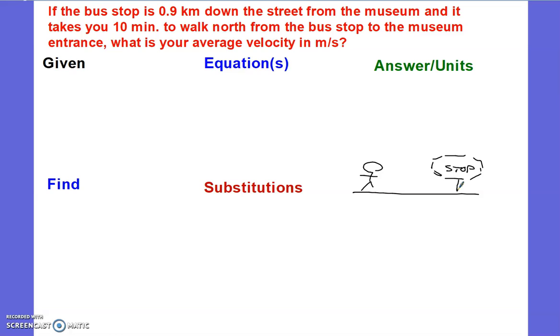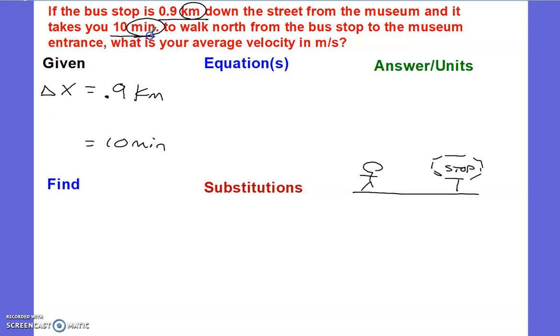Next thing we want to do is write down our givens, what we know, what numbers we are able to ascertain from the problem. Now I see two numbers here, 0.9 kilometers, as well as 10 minutes. What I want to do in addition to just writing down the numbers is write down what letters those numbers represent. Now the kilometers is a giveaway that this value is a distance. And we represent distance in this class by the letter x. So I'll write that x equals 0.9 kilometers.